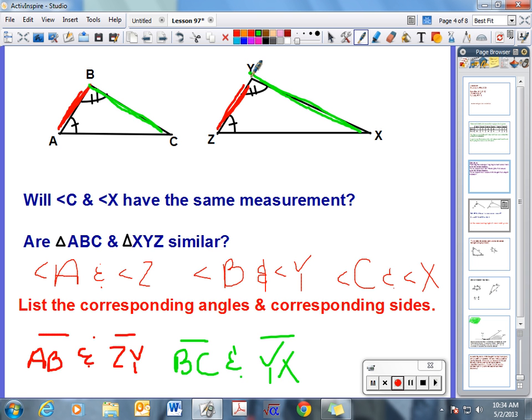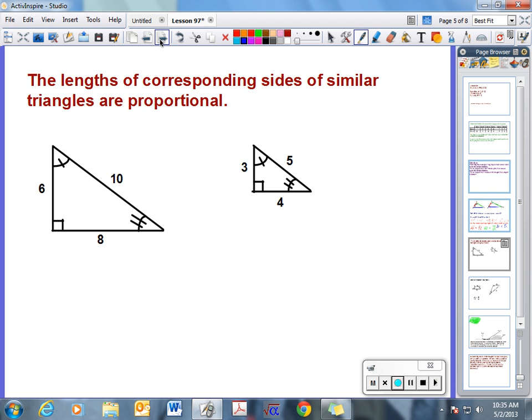All right, let me switch once more. And our third set of corresponding sides would be AC and ZX. Again, the sides aren't congruent, but they are corresponding because they are between congruent angles in a triangle, which made the shapes similar to each other.